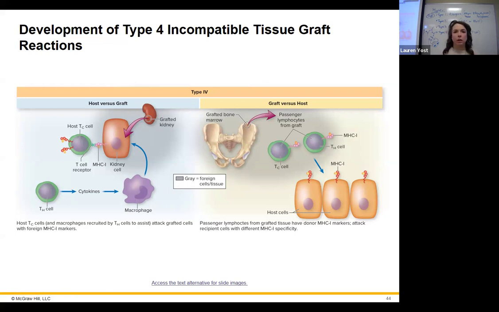There are two kinds of rejection you can have: host versus graft, which is what I was just talking about and what you typically think of, and then graft versus host. In host versus graft, your body sees my donated kidney as bad and tries to get rid of it. In graft versus host, your body is chilling and enjoying its little life. You got a bone marrow transplant because you had to have radiation because you had leukemia or something like that, and the cells from that bone marrow recognize your body as bad and start attacking you. Whatever came from that bone marrow is now seeing you as foreign. So that's the graft attacking the host.